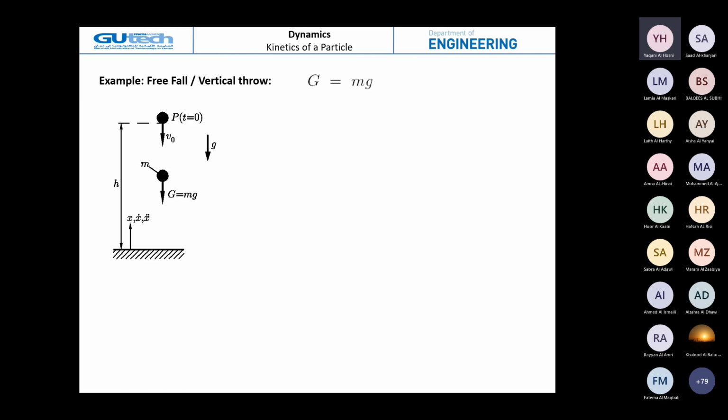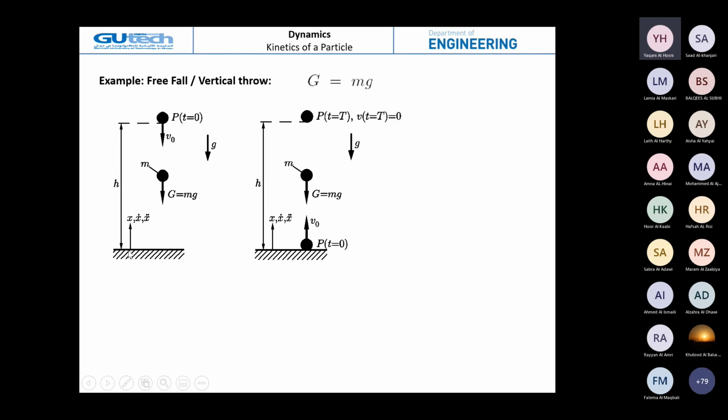Now we take the example of the free fall. Then there is the vertical throw. We have the gravitational force, which is only the mass multiplied by the gravitational acceleration. At time t equals 0, the particle is at this position, and we come here with the mass falling down, with certain forces acting. We give it an initial velocity, let's say v0.